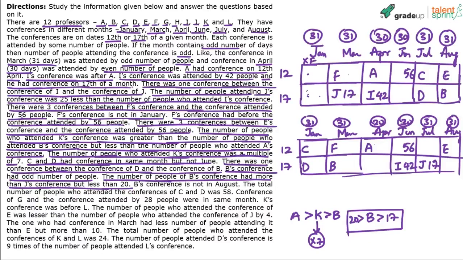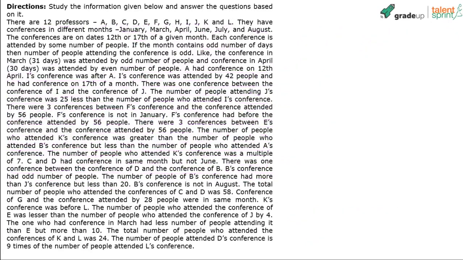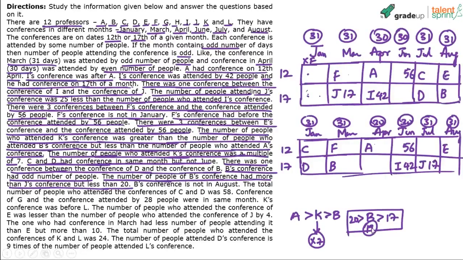We also know that B is an odd number because B is in a month which has odd days. August. Here it is March. Now what is the only odd number between 17 and 20? It is 19. So B has to be 19. There is no other choice. You getting it? Hold on. Why should B be 19? Because B is between 17 and 20 and B should be odd. So the only number we have here is 19. So B is 19. That is fixed.